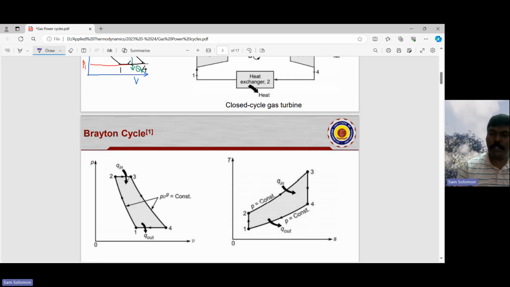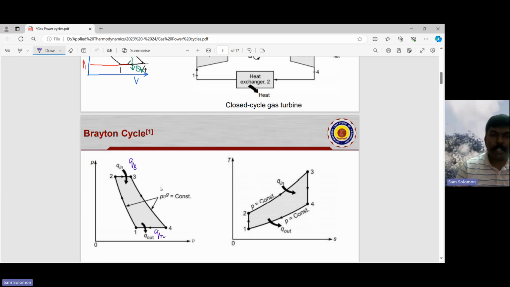So here they have shown this as Q in and Q out. However, the general notation is QS for heat supply and QR for heat rejection. However you wish to call it, there is no hard and fast rule for that.